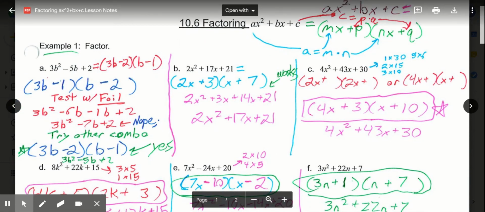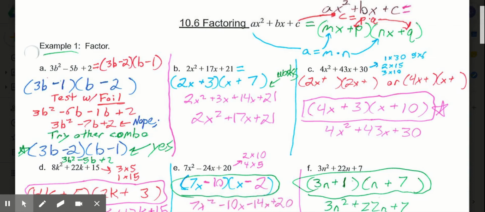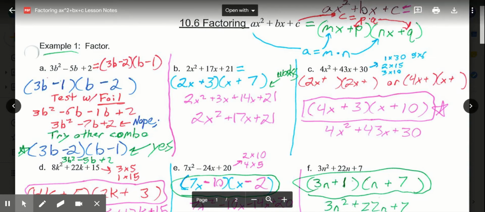We have 3b squared minus 5b plus 2. So I need a negative in the middle and a positive for c. So I know my setup is a minus, minus, just like in the last lesson. Now we're using b instead of x. No big deal there, just changing a letter. And my number out in front is 3. So 3 can only be broken into 3 times 1.